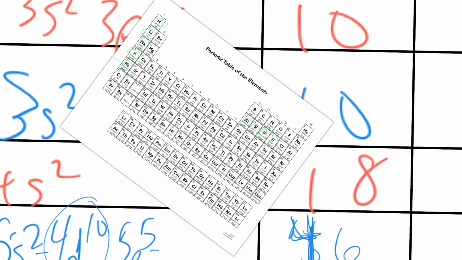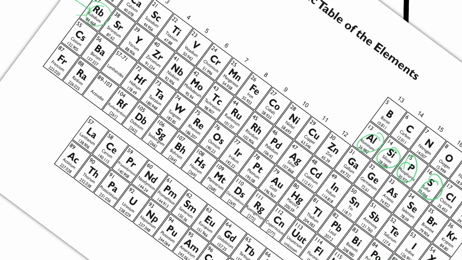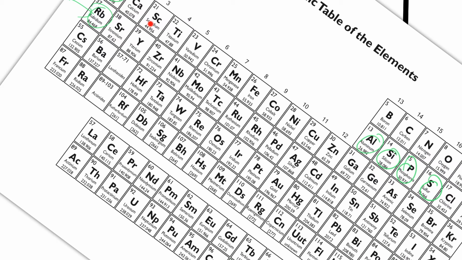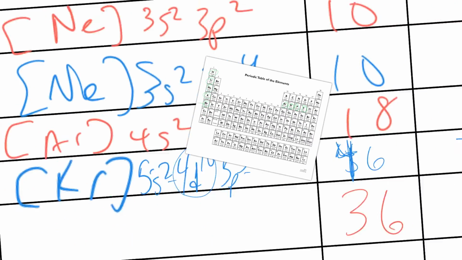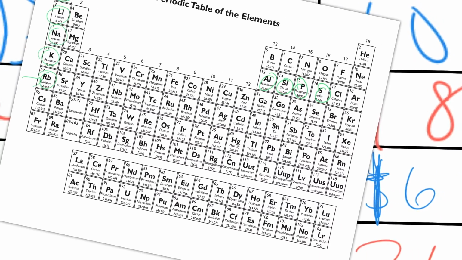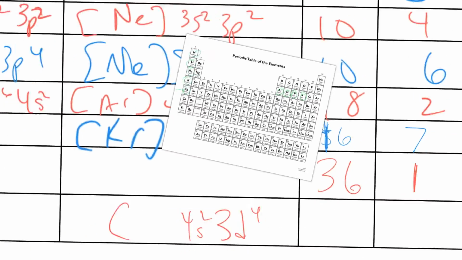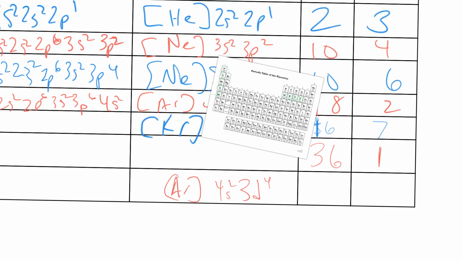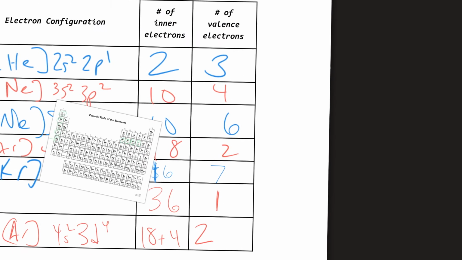So that means that it has 18. Actually, let's write this one out. Cr is 3d, let's see, 1, 2, 3, 4. 3d4 is where it's ending. So 3d4 means 4s2 is before it, and the noble gas that's before that is Ar. Ar accounts for 18, but we've got another 4 that are from that 3d, which means that the number of valence electrons is 2.